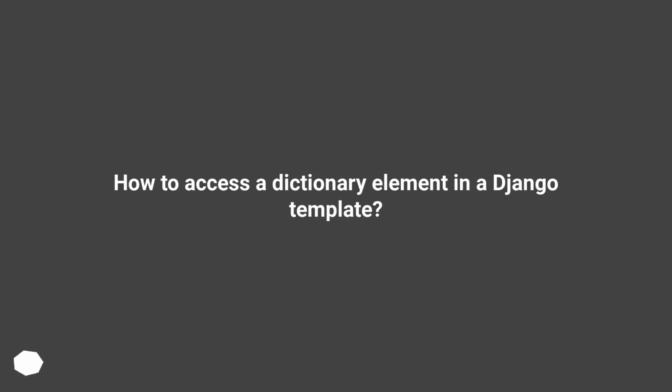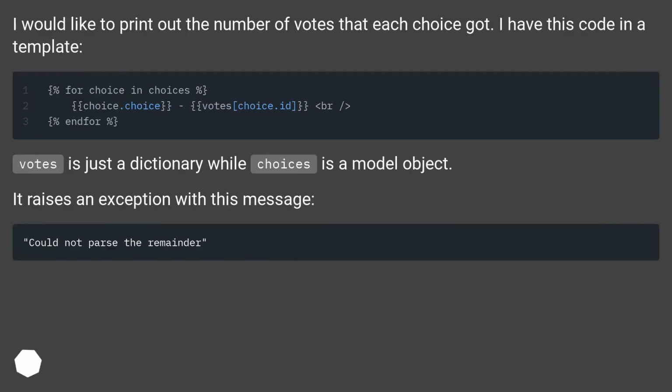How to access a dictionary element in a Django template. I would like to print out the number of votes that each choice got. I have this code in a template. Votes is just a dictionary while choices is a model object. It raises an exception with this message.